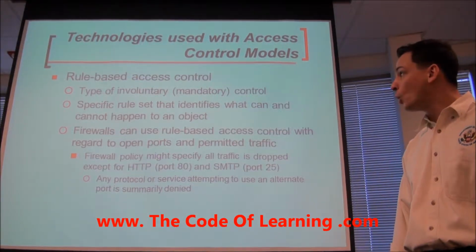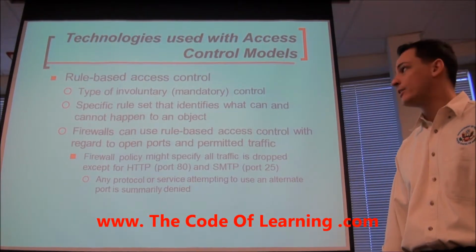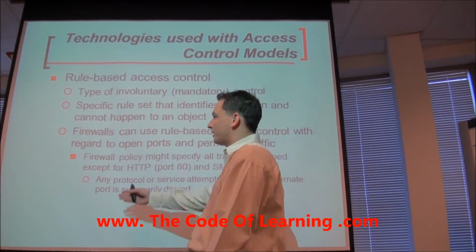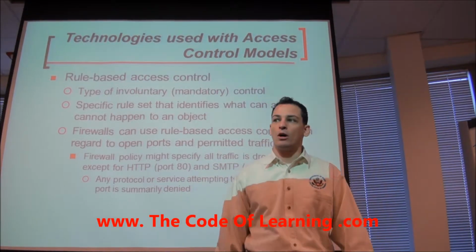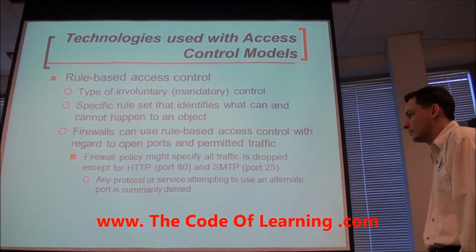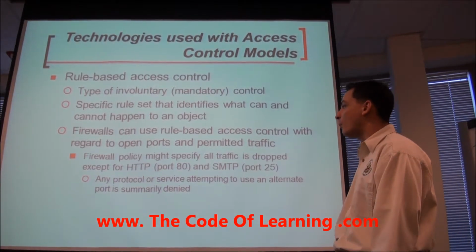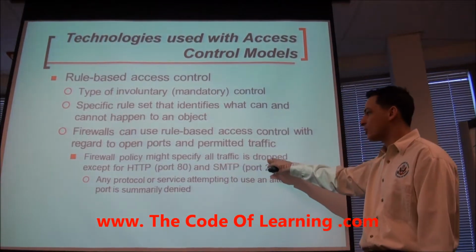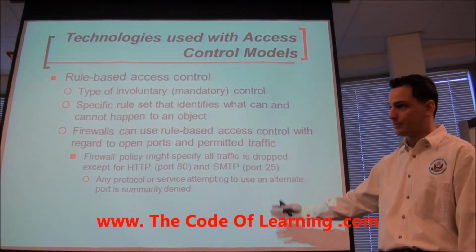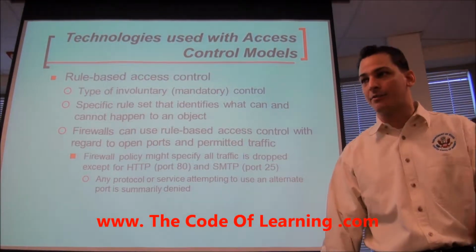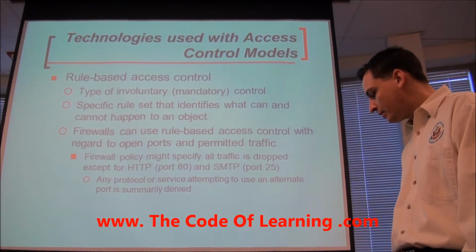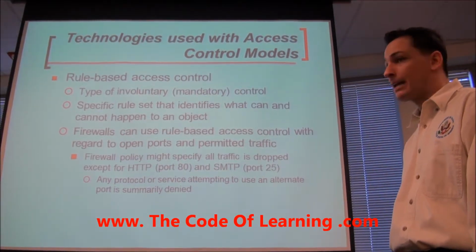Then you have rule-based. This is a type of mandatory access control. Funny enough, look at the example: firewall. A firewall policy might specify that all traffic is dropped except for HTTP port 80 or SMTP. These are just different types of decision making. Basically your firewalls make decisions on source and destination IP addresses and ports. Any questions?